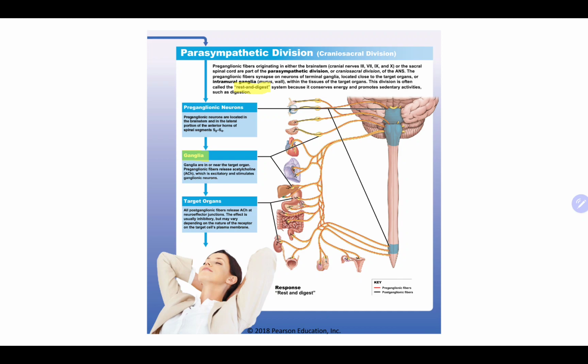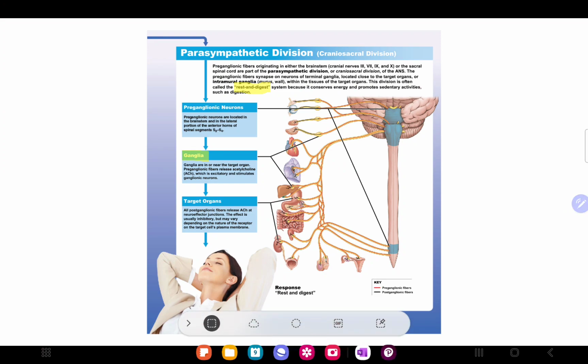The opposite, you're going to have this rest and digest. This is where we're going to conserve energy. We're going to promote sedentary activities such as digestion, increased absorption, slower heart rate. We're going to constrict our pupils. So you're not going to get bronchodilation, and you're not going to get an increased heart rate. So this is the rest and digest, promoting a relaxing state, such as digestion. You're secreting more stomach acid for more absorption. So this is going to be the rest and digest.